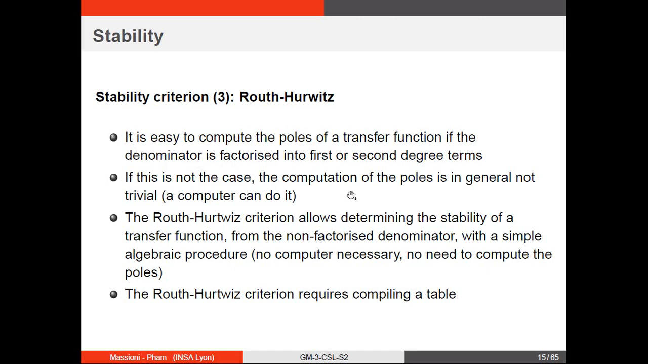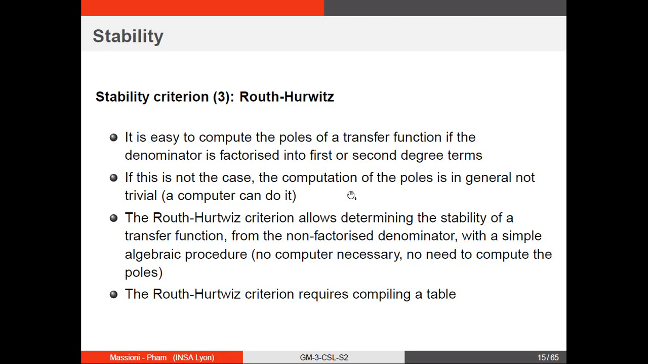So that's why it can be useful to have some practical criteria, some kind of recipe that allows you to understand whether a denominator features stability or not, even without computing the poles by any method. That's why I say this is a bit of a legacy kind of teaching, because nowadays you can just take MATLAB and ask MATLAB to compute the poles of a transfer function, and it will give you the solution.